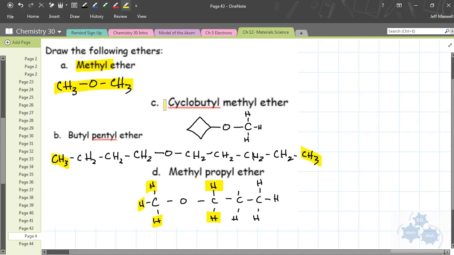And we missed C here, so cyclobutyl methyl ether. Cyclo is in a ring, butyl is 4 carbons, 1, 2, 3, 4. Methyl is your group on the end here, and so that would be your structural diagram for cyclobutyl methyl ether. Lots of tongue twisters.